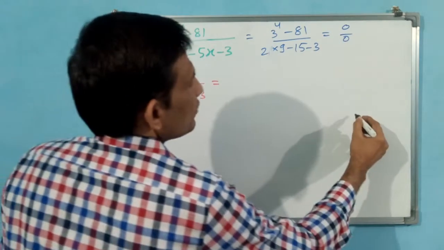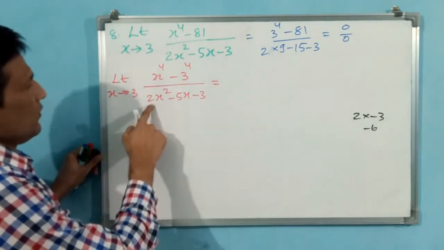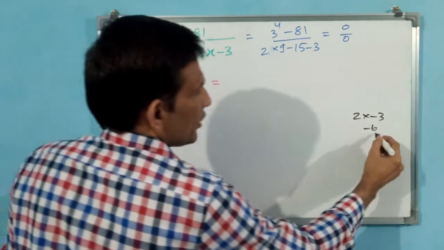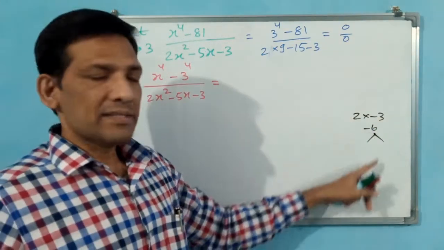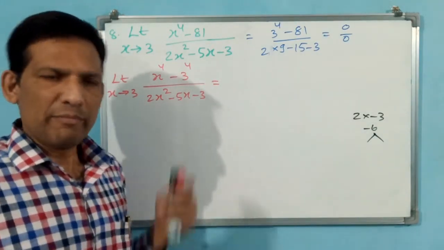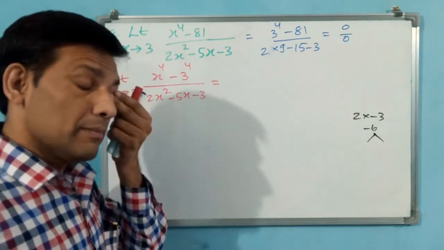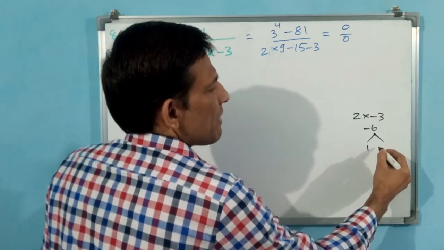2 into minus 3 is minus 6. You take factors such that if you multiply, minus 6 has to come, and if you add, minus 5 has to come. I will take 1 and minus 6.